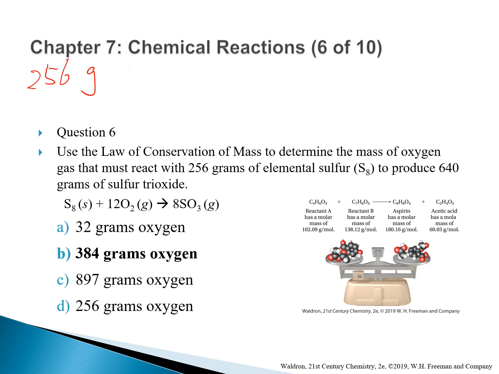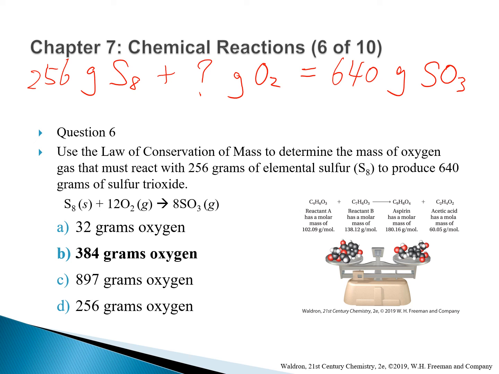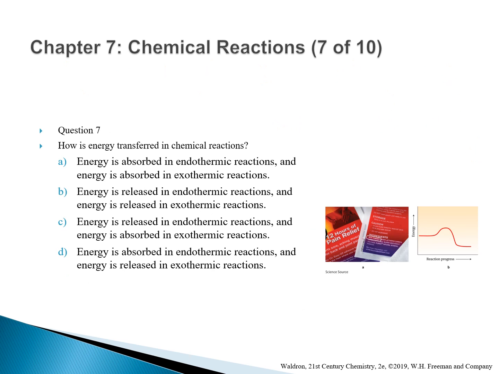256 grams of sulfur plus a question mark amount of oxygen equals 640 grams of SO3. You just have to solve for the question mark by using 640 minus 256, which equals 384 grams of O2.